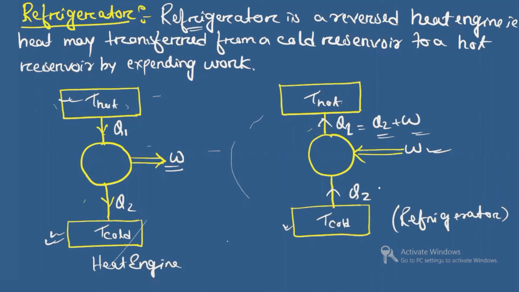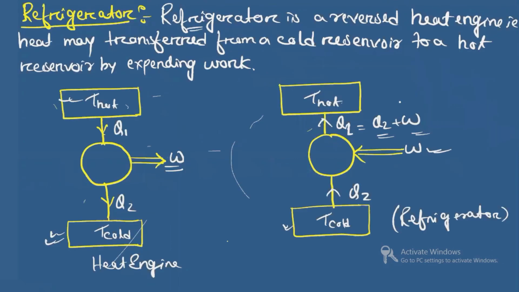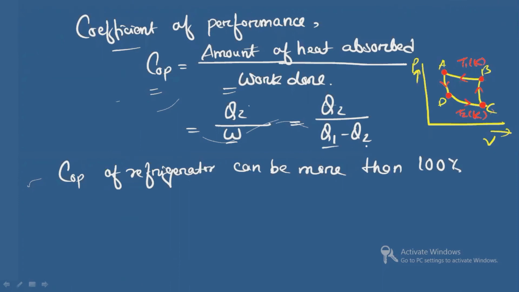Clear? Now, as we looked at the efficiency in the case of the Carnot heat engine, here we will see the coefficient of performance. The coefficient of performance equals the amount of heat absorbed divided by the work done. The amount of heat absorbed is Q2. The amount of work done is W. Now Q2 is as it is, and work done equals Q1 minus Q2, because Q1 equals Q2 plus W. From here you can write work done equals Q1 minus Q2.